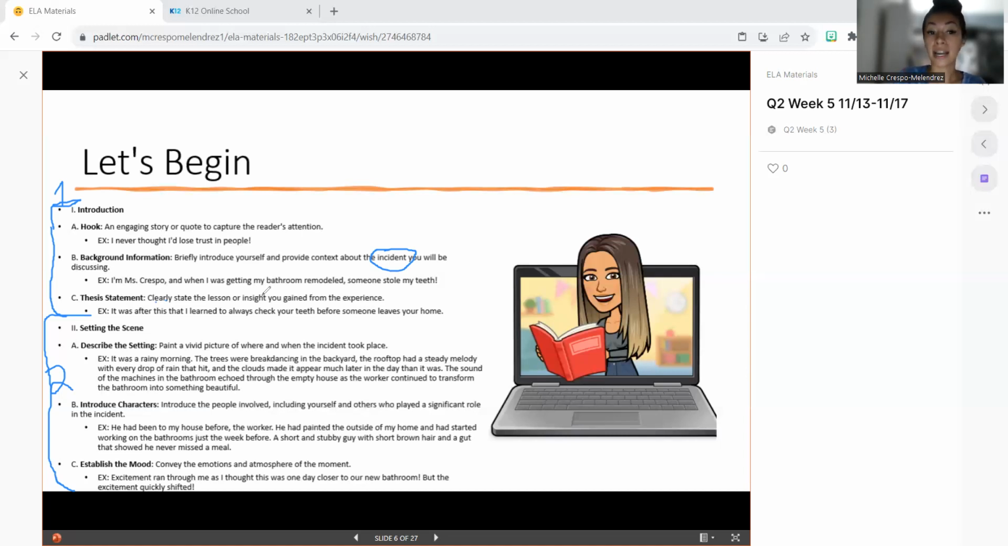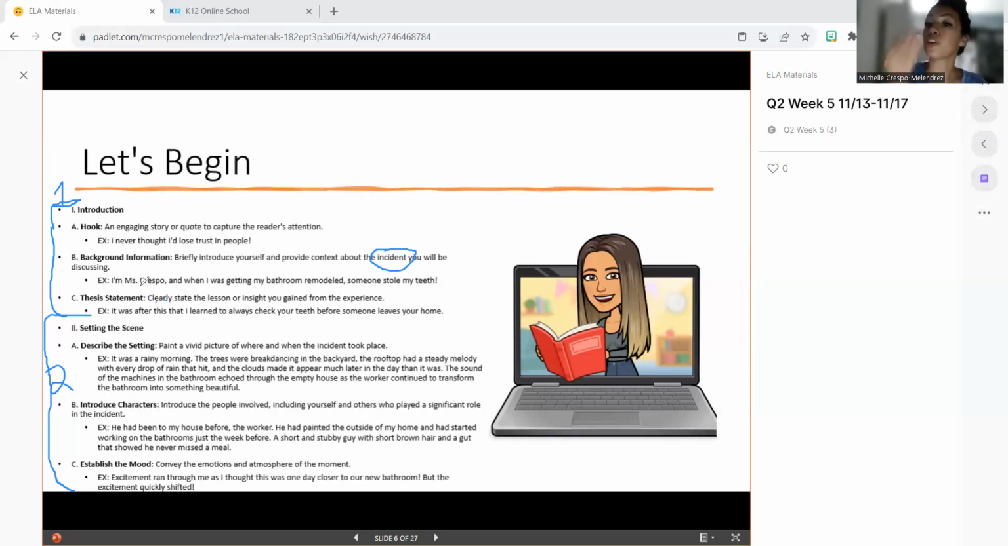Thesis statement. Clearly state the lesson you learned, right? Or the insight you gathered from the experience. What does that look like? It was after this that I learned to always check your teeth before someone leaves your home. So, yes, I broke it down, hook, background, thesis statement, so that you can see those three things go in it.